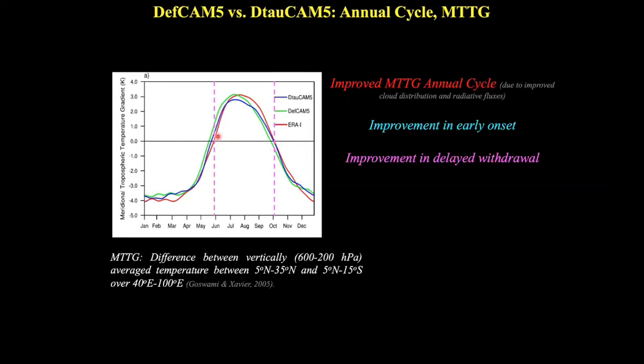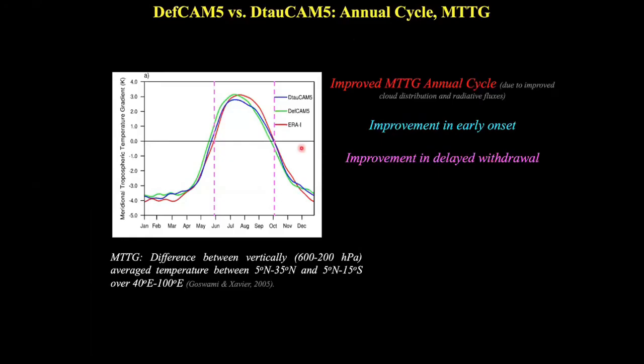This is ERA-Interim, which is reanalysis, a proxy for observations. And this was the default model. And then what we did with that, the onset has improved. And then the withdrawal has also improved. So there has been a significant improvement in the overall length of the rainy season.